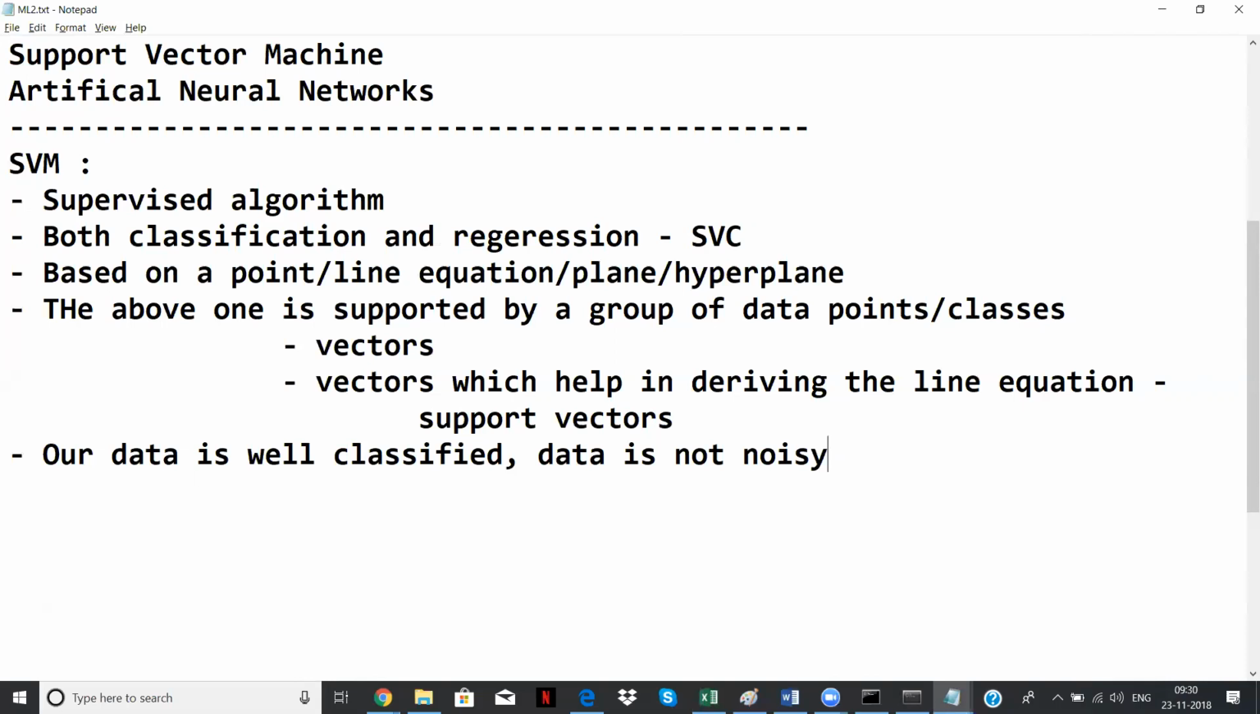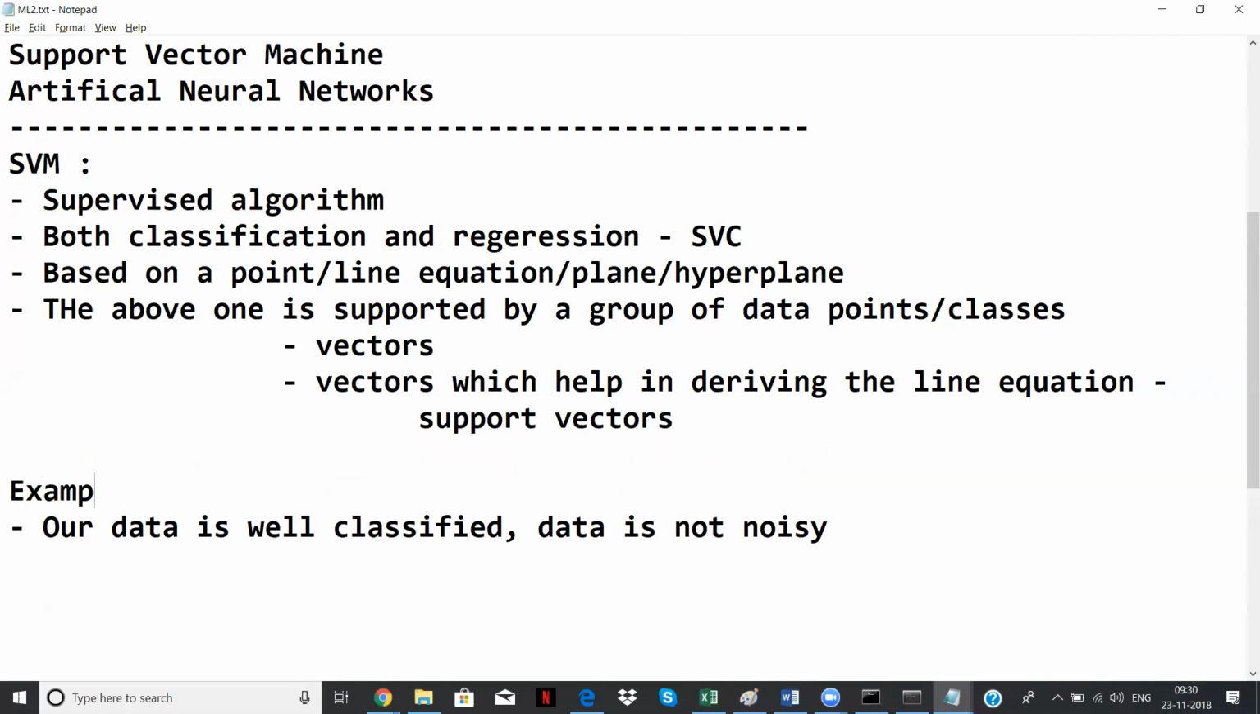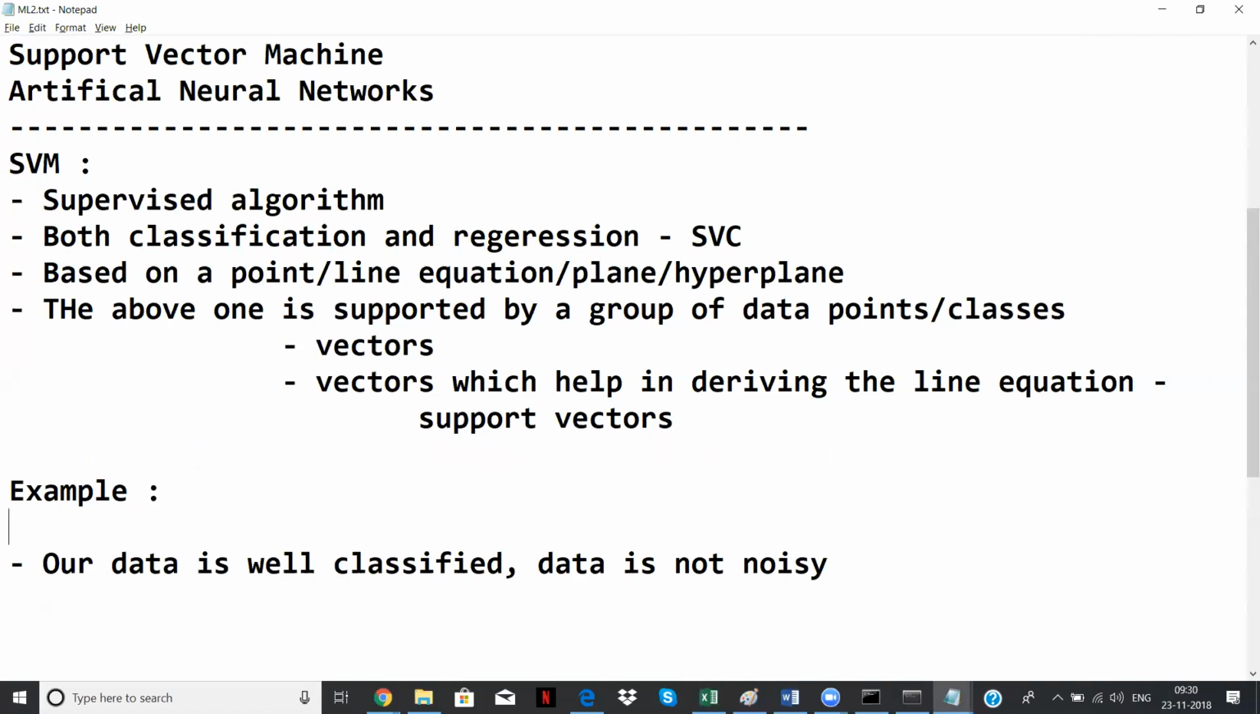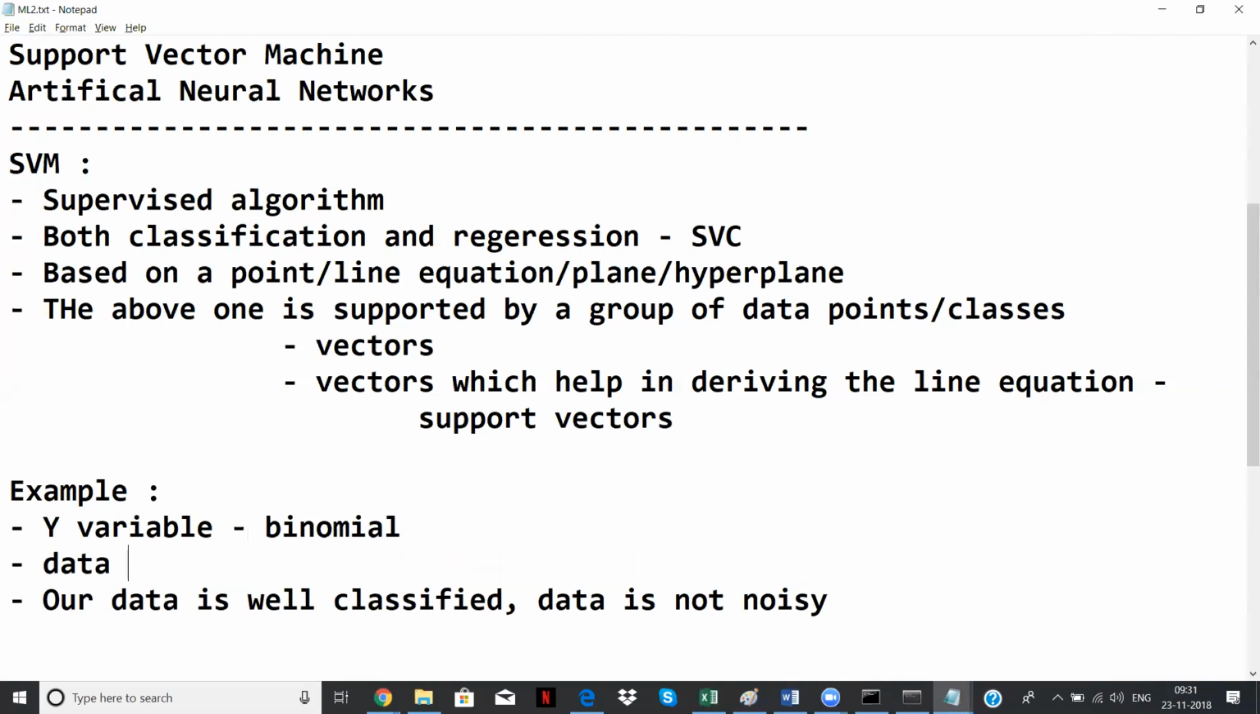So let's say, like in our example, let's take a binomial y variable, right? The data points are not so much scattered or mixed. There is a clear distinction. If you draw a scatter plot, there is a clear distinction between class A and class B. This is the assumption that we will begin this entire exercise with, right?